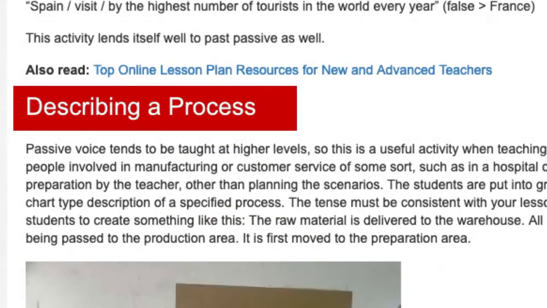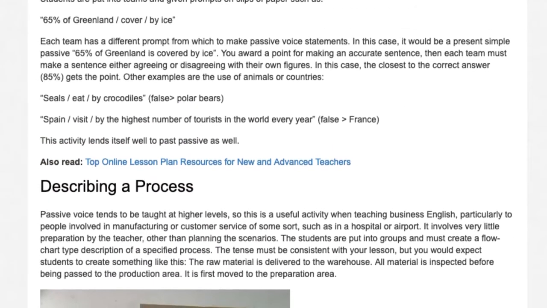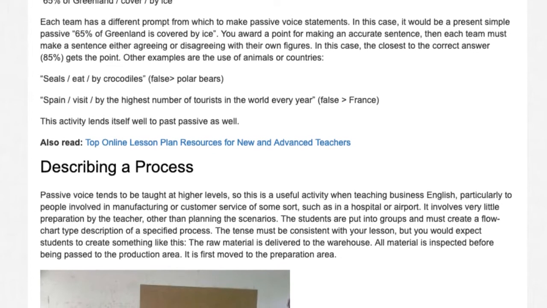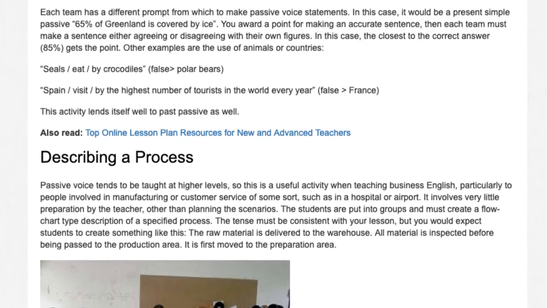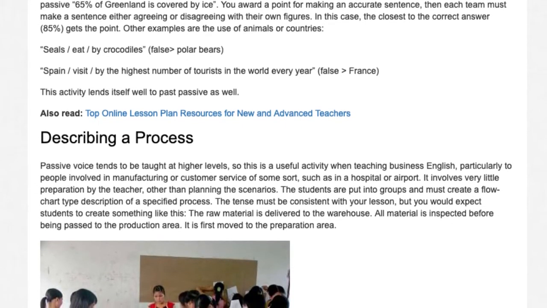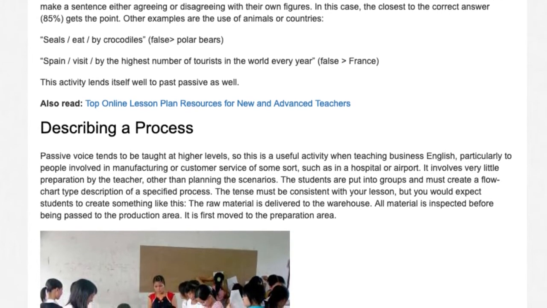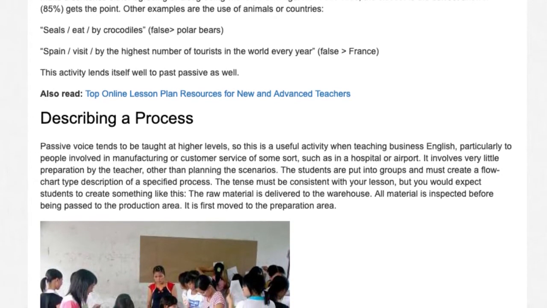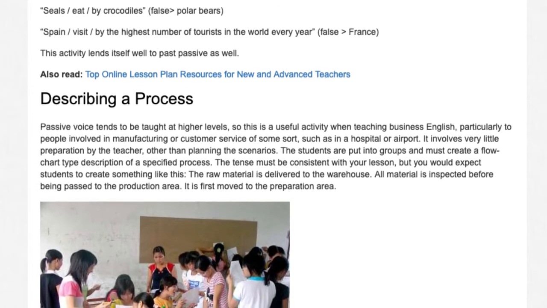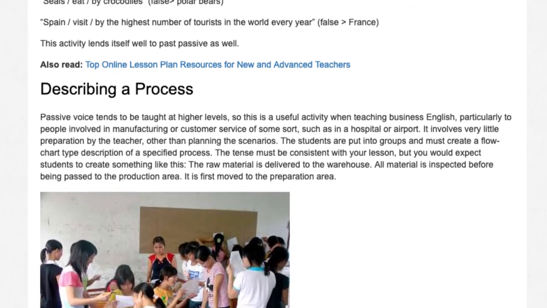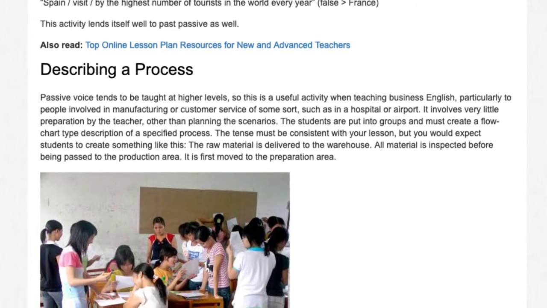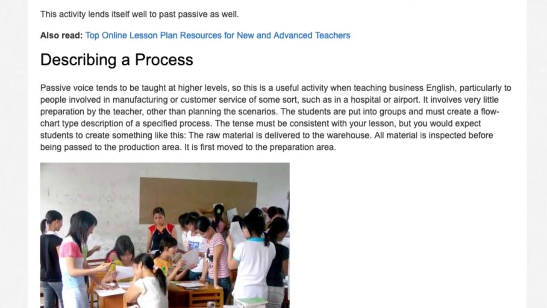Describing a process. Passive voice tends to be taught at higher levels, so this is a useful activity when teaching business English, particularly to people involved in manufacturing or customer service of some sort, such as in a hospital or airport. It involves very little preparation by the teacher other than planning the scenarios. The students are put into groups and must create a flowchart-type description of a specified process. The tense must be consistent with your lesson, but you would expect students to create something like this.